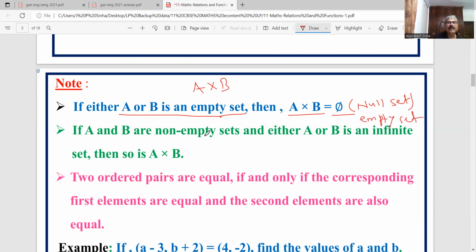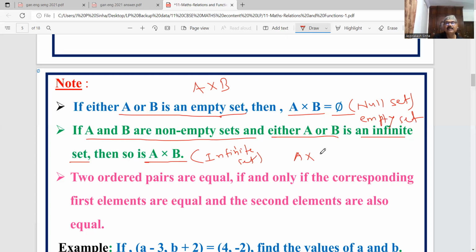If A and B are non-empty sets, and either A or B is an infinite set, then so is A cross B. Means here, if either of the two sets A or B was an empty set, the result was an empty set. Here, if either of the two sets A or B is an infinite set, then the result will also be infinite. Means A cross B will be an infinite set.